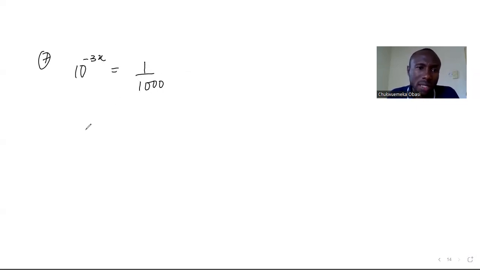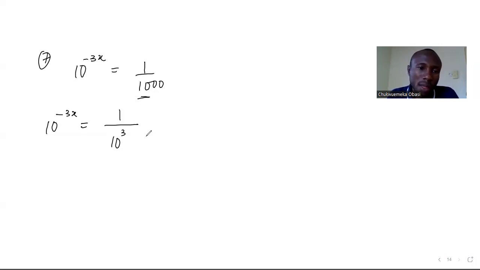I would like to write these now: 10 to the negative 3x is equal to 1 over 1,000, which is the same as 10 raised to the power 3, right? Yeah, 10 times 10 times 10 will give me 1,000. That's the index form of this.